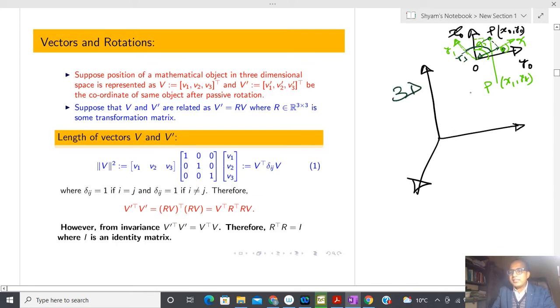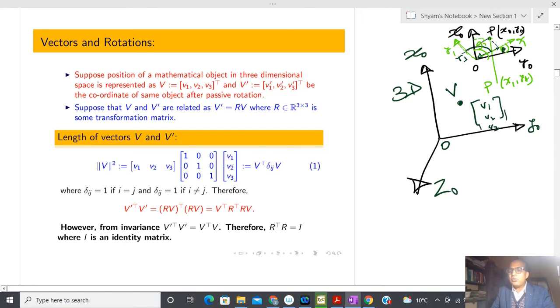In 3 dimension, how many coordinates are required to represent any point? Anyone? Could you please tell me? 3. Okay, so now I am going to represent some point here. This point I have given the name V, and V has 3 components, V1, V2 and V3. Most of the time we are using a column vector to represent some point. You can use a row vector also, but preferably people are using column vectors. Mathematicians are doing that.